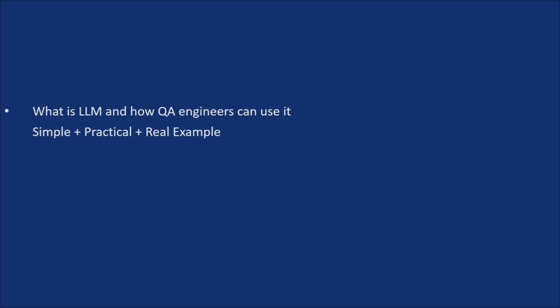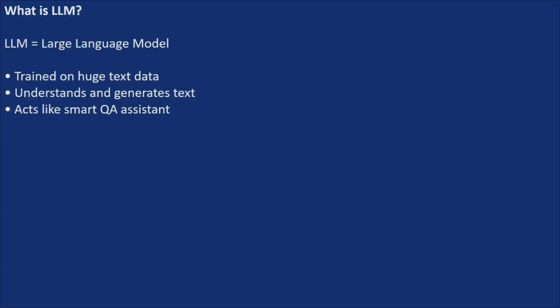And today I will be going to show you a full end-to-end example using SauceDemo. So LLM basically stands for Large Language Model. It's a type of AI trained on millions of documents and text, that can understand, reason, and generate text. For example, ChatGPT, GPT-4, Claude, Gemini. You can think of LLM as a super smart QA assistant that can generate test cases, scripts, test data, and bug reports instantly.